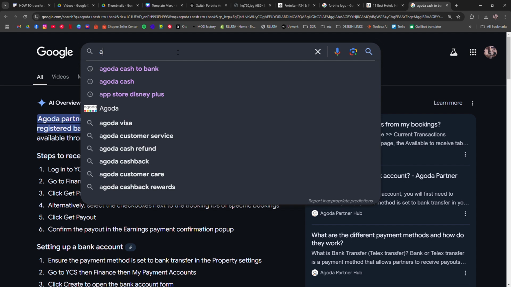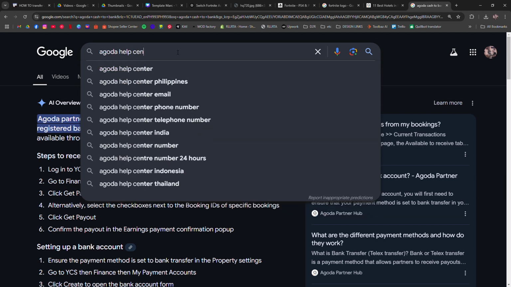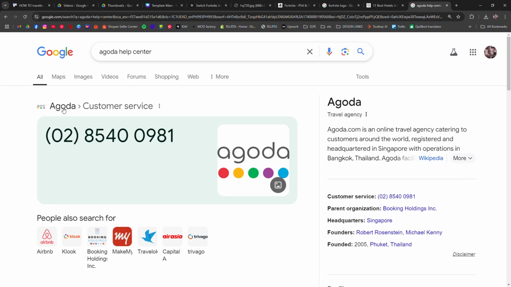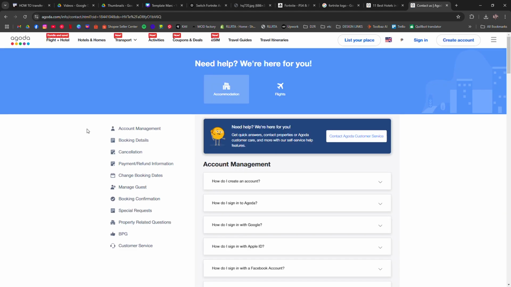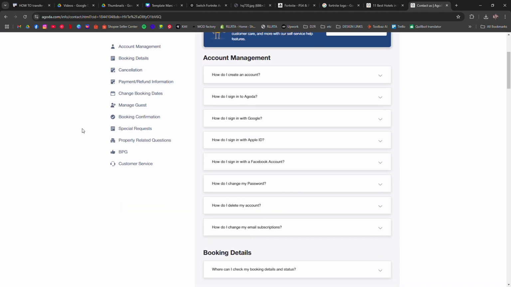Last option is to sell your Agoda Cash. Basically, book a hotel for a friend or a family member. Have them pay you in cash or bank transfer. Agoda wants you to spend Agoda Cash on bookings, but these options might help you turn them into real money.